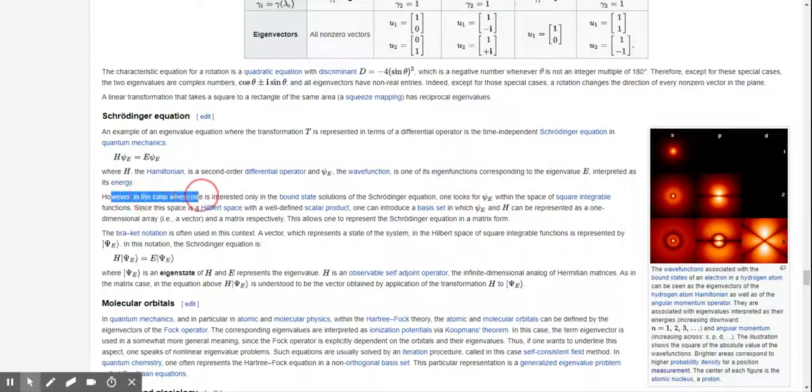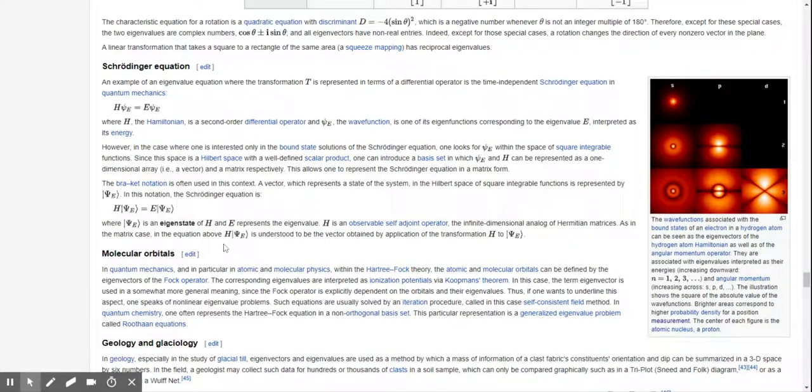However, in this case, where one is interested only in the bound state solutions of the Schrödinger equation, one looks for these within the space of square integrable functions. Since this space is a Hilbert space with a well-defined scalar product, one can introduce a basis set in which it can be represented as a one-dimensional array, a vector, and a matrix respectively. This allows one to represent the Schrödinger equation in a matrix form. The bracket notation is often used in this context.